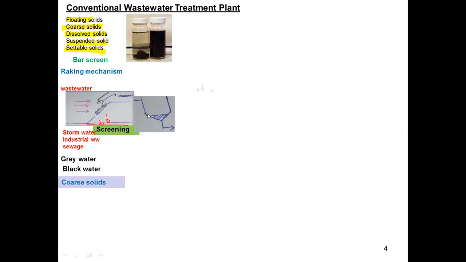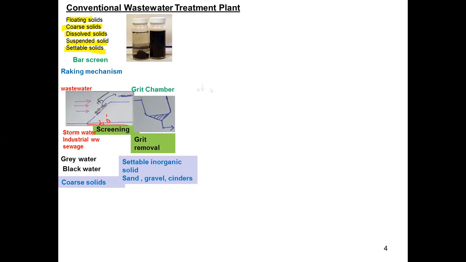Then what is the second unit operation in the wastewater treatment plant? After removing coarse solids, we have to remove grit. Grit means the settleable inorganic solids. There may be settleable organic solids also, but basically the settleable solids are inorganic solids, for example sand, gravel, and cinders. For that we have to use a grit chamber.